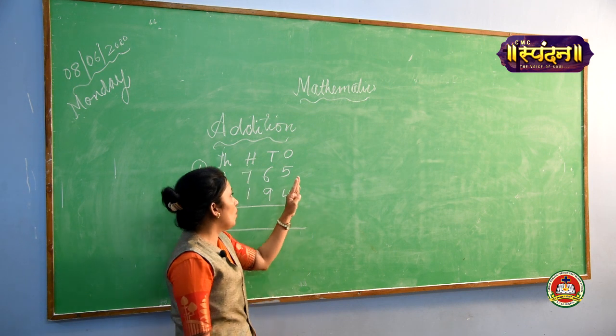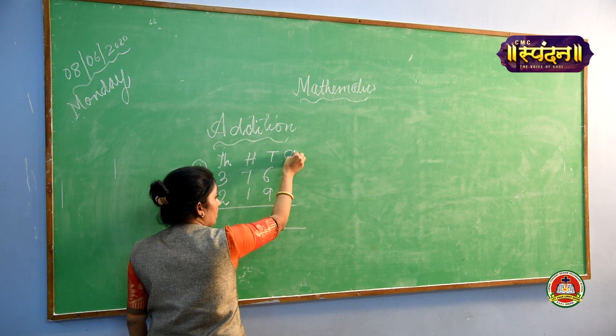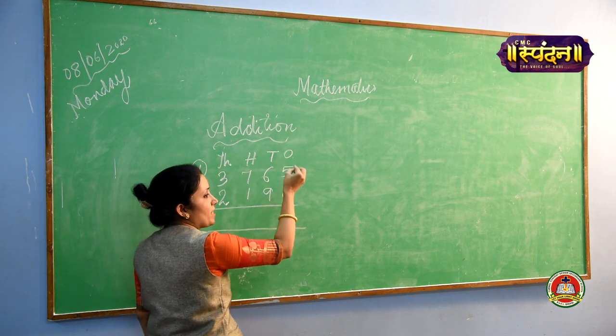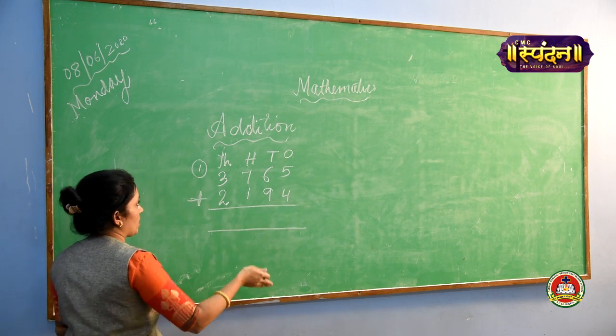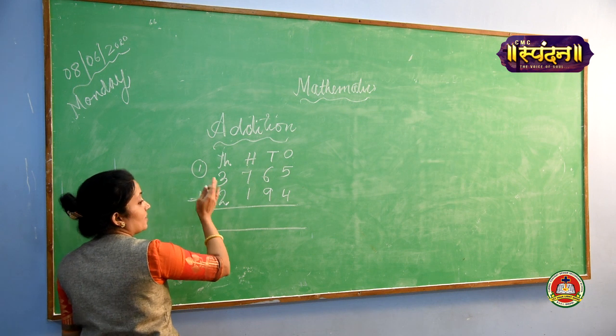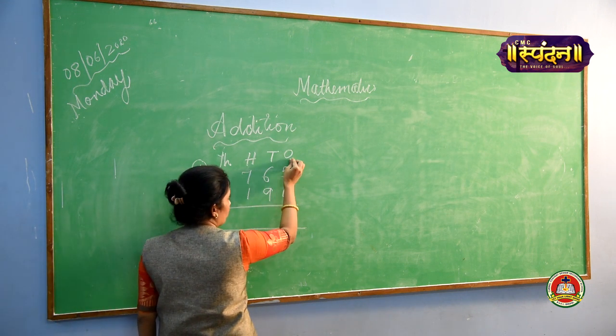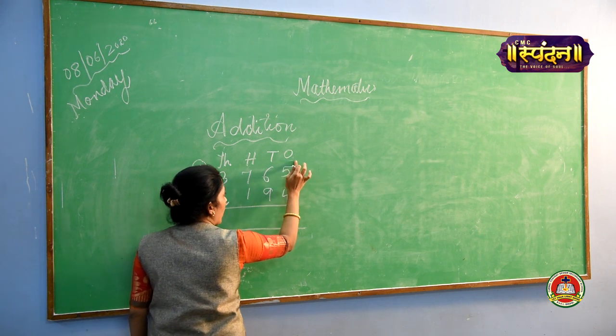We'll start from the ones place, that is from here. Please remember, we have to always start from the ones place. Many of them make a common mistake: they start adding or subtracting from the other side. No, children, that is totally wrong. We have to start from the ones place. Always remember this.